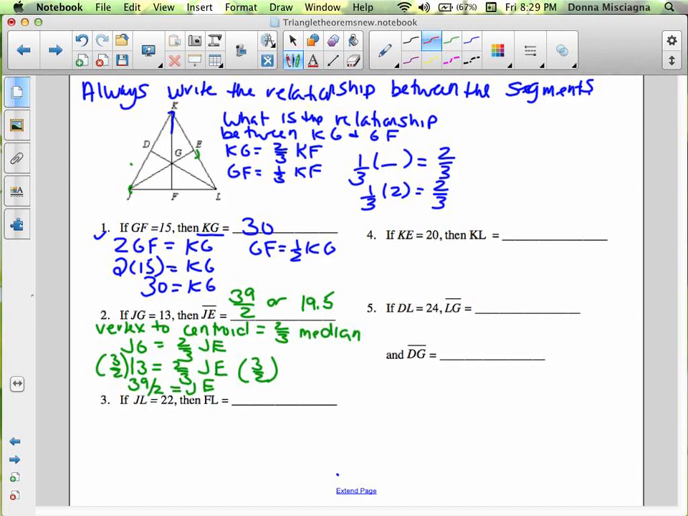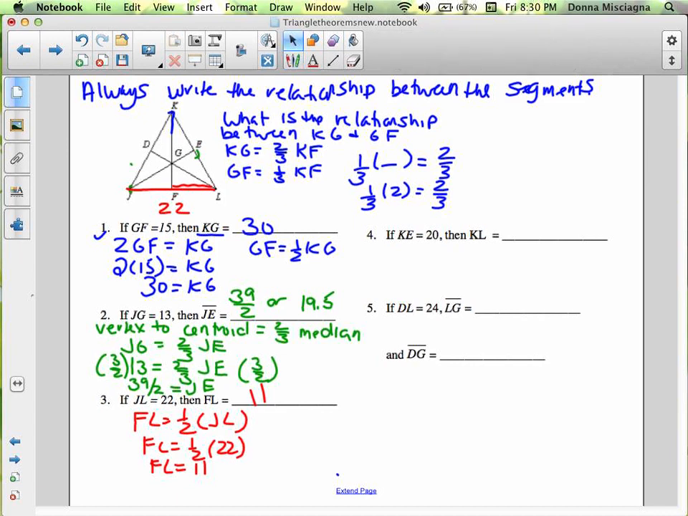All right, so JL here is 22. What's FL? We're looking for this one here. And we know that FL is 1/2 JL. Or I could say it takes 2 FLs to equal 1 JL, but I like to isolate the one I'm solving for. So FL is equal to 1/2 of 22, and that means that FL is 11.